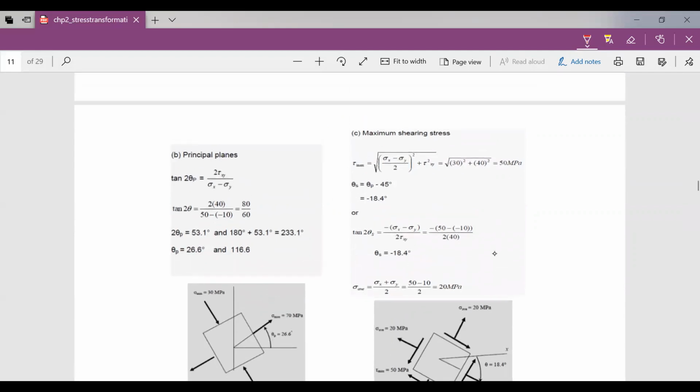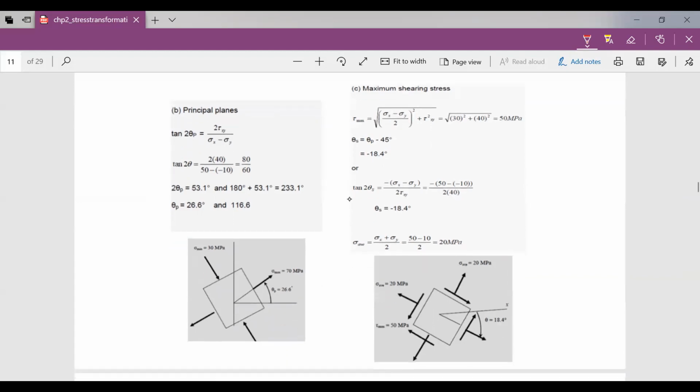At last, part C is finding the maximum shearing stress. Tau max, the formula is the square root of the bracket sigma x minus sigma y over 2 bracket to the power of 2, plus tau to the power of 2. We get the answer of 50 megapascal. We can also use another way, the same formula in a different method. Theta s is equal to theta p minus 45. We get negative 18.4.